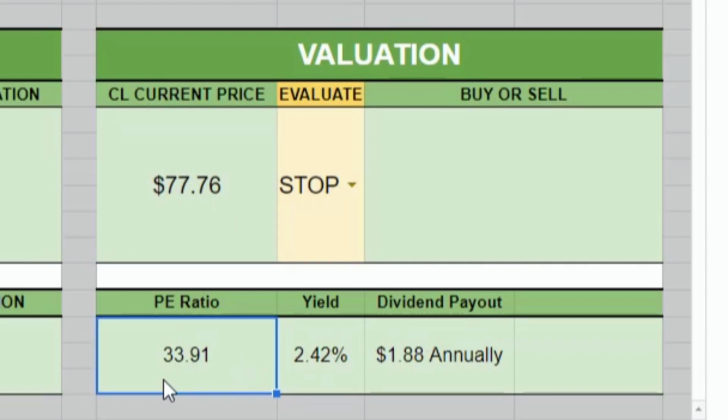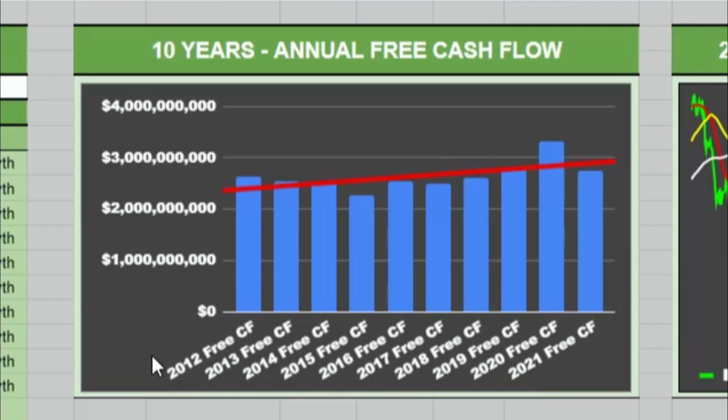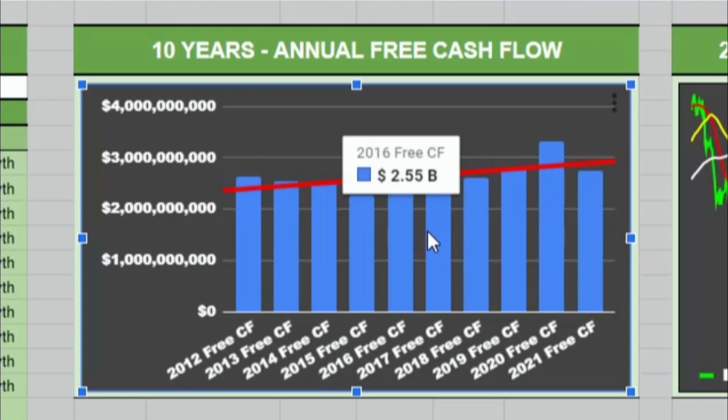The current price of Colgate Palmolive is $77.76 with a PE ratio of 33.91, a current dividend yield of 2.42%, and a dividend payout of $1.88 annually. Here's a chart of their 10 years of annual free cash flow. You can see there's a slight trend upward, where there haven't been many outstanding years except for 2020.